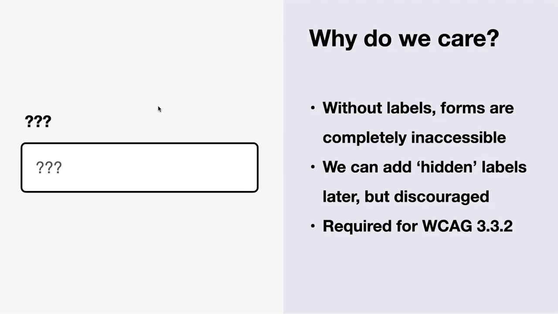Why do we care? Well, if you don't have a label at all, forms are completely inaccessible. I mean, consider this form on the left-hand side, you wouldn't know what you're doing. Without visible labels, there are ways to add hidden labels, which we'll look at in a moment. But generally, it's discouraged. The problem is labels are useful for everyone. So unless you've got something like a one-field search form, I would generally recommend adding a visible label. And they are required for WCAG. So you have to have a label in there somewhere, even if it's an invisible one.